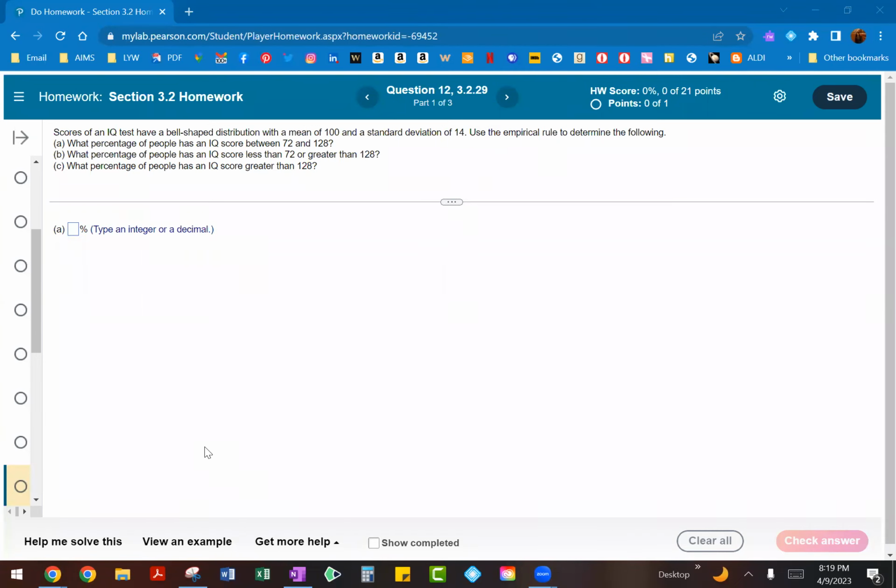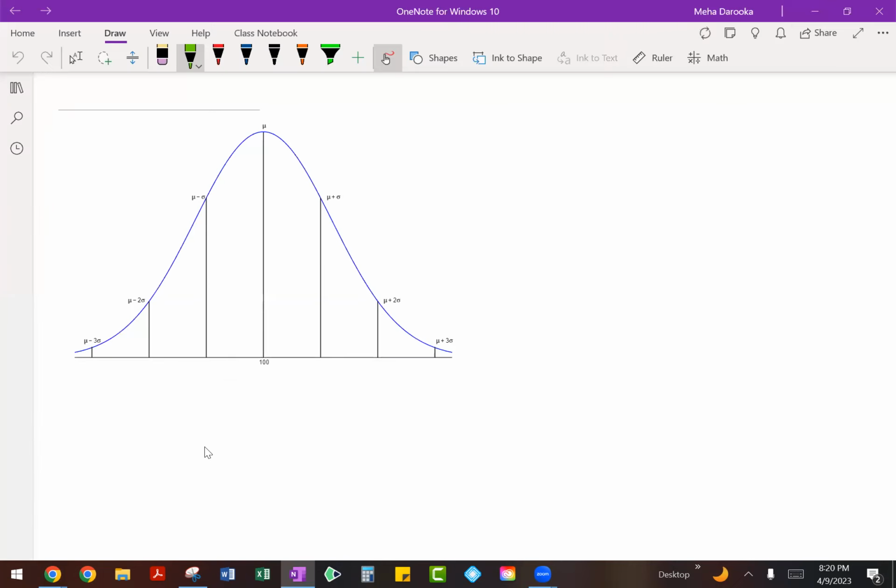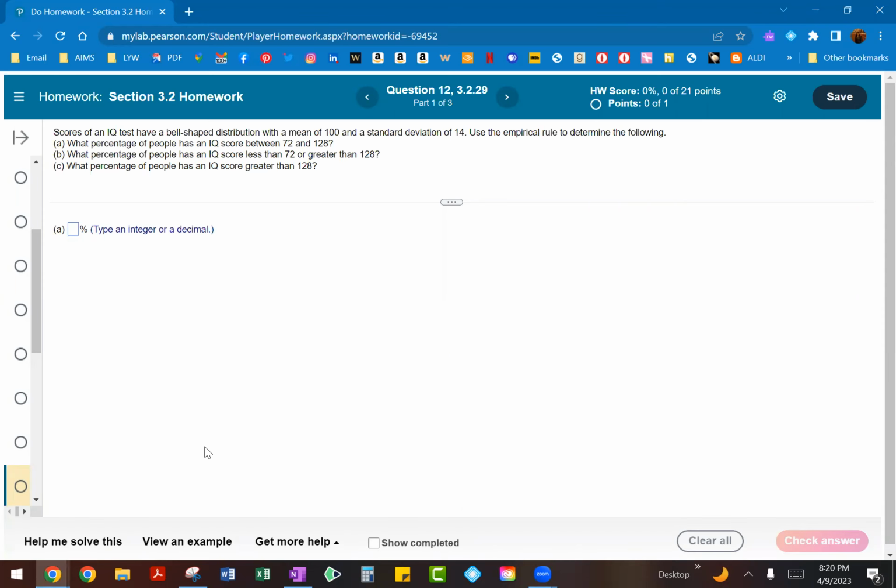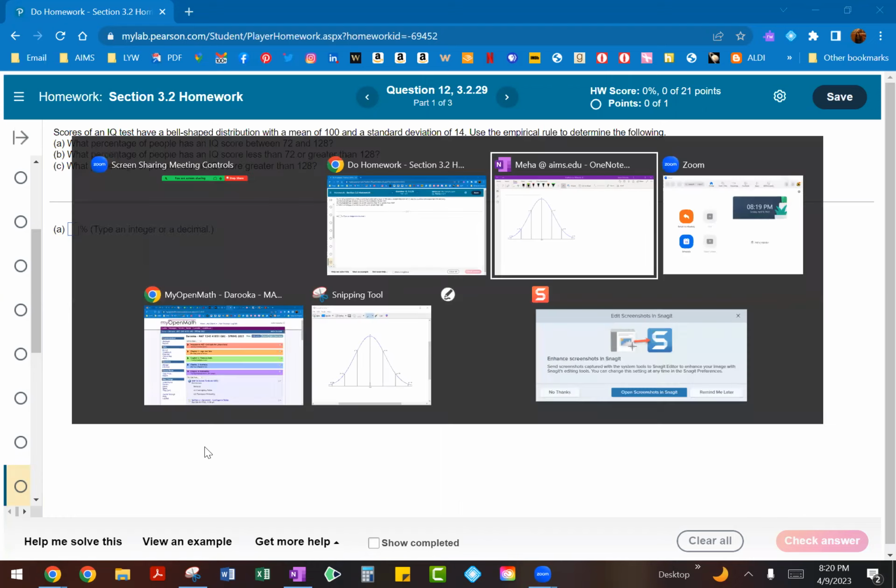What percentage of people have an IQ score less than 72 or greater than 128? And what percentage of people have an IQ score greater than 128? So what I did was I made a copy of our bell-shaped distribution curve. As you can see, they're telling us that our mean is 100 and the standard deviation is 14. So let's use that to help us with this.